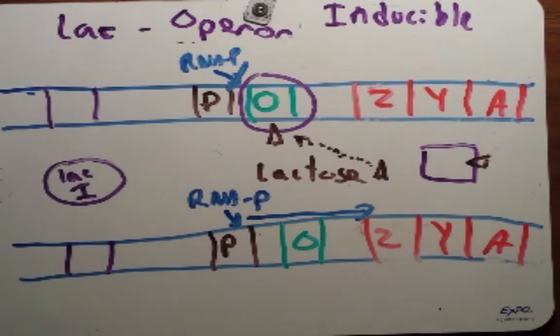Okay, so let's go over this one more time, just real brief here. We have our lac operon. It is an inducible system using a repressor.